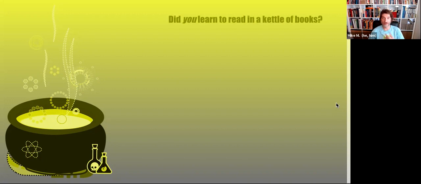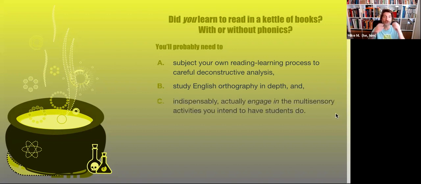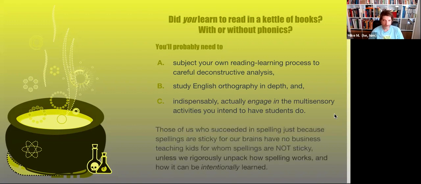If you learned, like me, to read in a kettle full of books, I had not that much phonics. If you had a lot of phonics, but then were just dumped, oh, you'll magically be good at all the other reading skills, now we're going to teach you higher order thinking. You probably need to subject your own reading learning process to careful deconstructive analysis. You probably need to study English orthography, phonology, morphology, orthography in depth. And indispensably, you probably have to engage in the multisensory activities you intend to have students do.